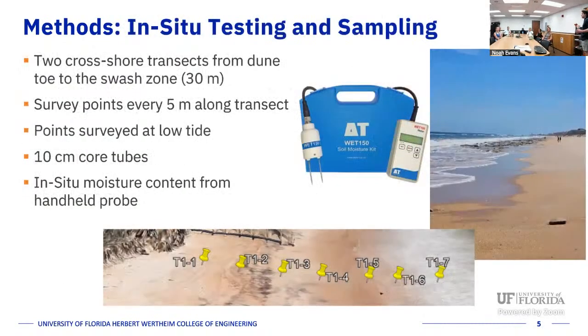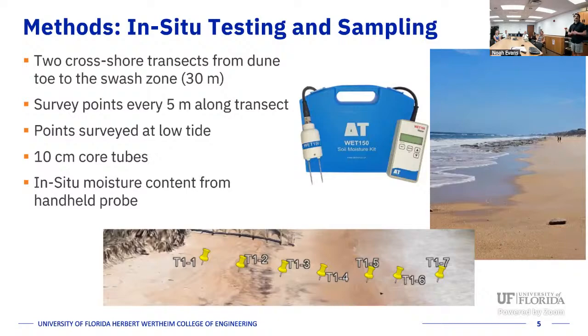So at the actual beach itself, when we went there, we set out two cross-shore transects. Each one was approximately 30 meters long. We started at the dune and went down to the intertidal zone, as you can see represented here in the bottom. And these were spaced at 5 meter intervals. These points were surveyed at low tide to give us the widest tidal zone that we could get.